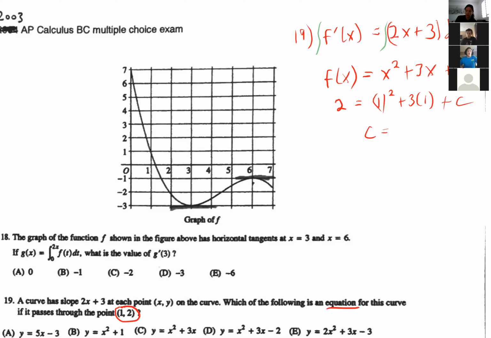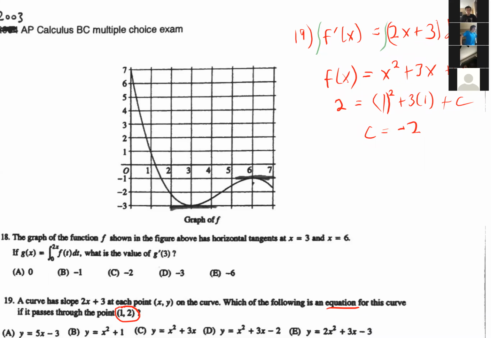I don't know what this is here. All right, so now this is going, oh, that was a parenthesis. I couldn't figure out what I wrote. So this was a parenthesis, 1 squared. So 1 squared is 1, plus 3 is 4. Subtract 4 from both sides, you get negative 2.